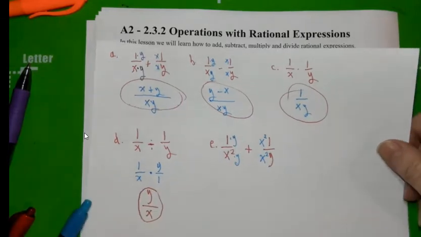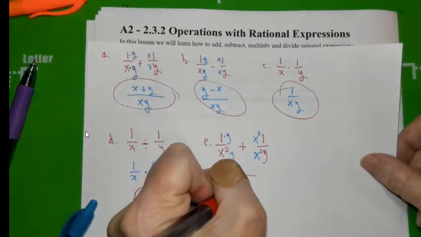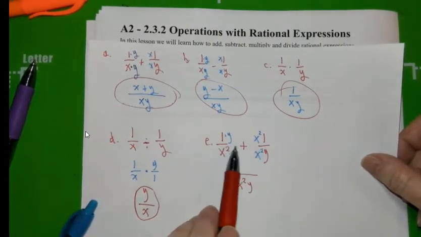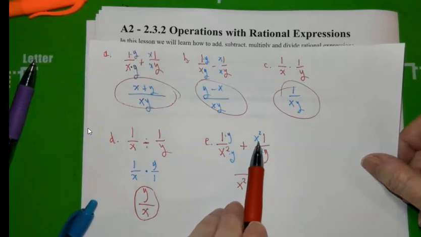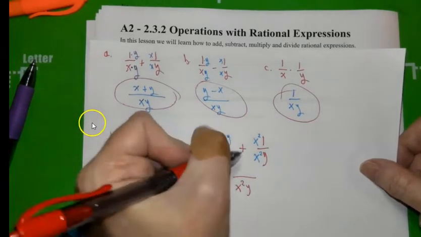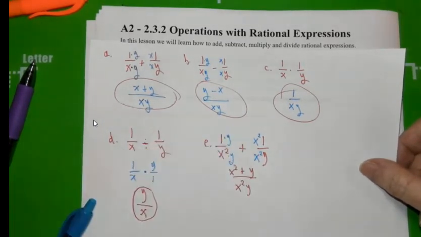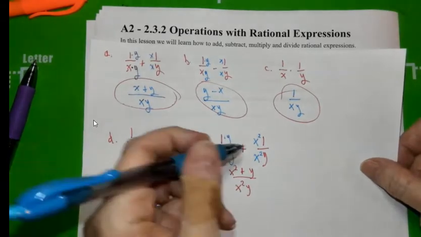So we simply write that denominator that they have in common, which is x squared y, and then add the numerators. So I have a 1x squared, and I'm adding a 1y. I'm going to put that in alphabetical order and put my x squared plus 1y is just y. And so this is your answer.